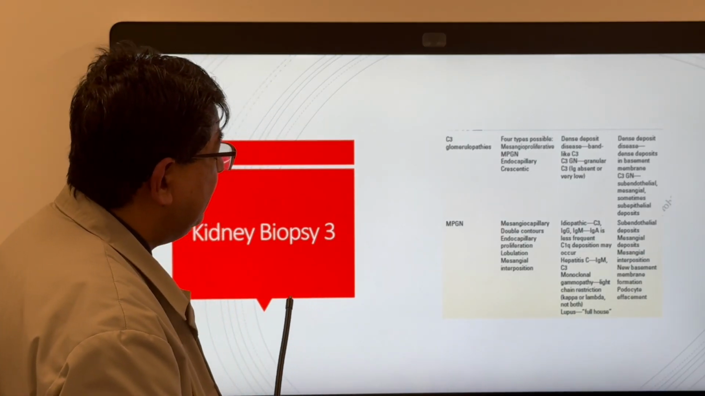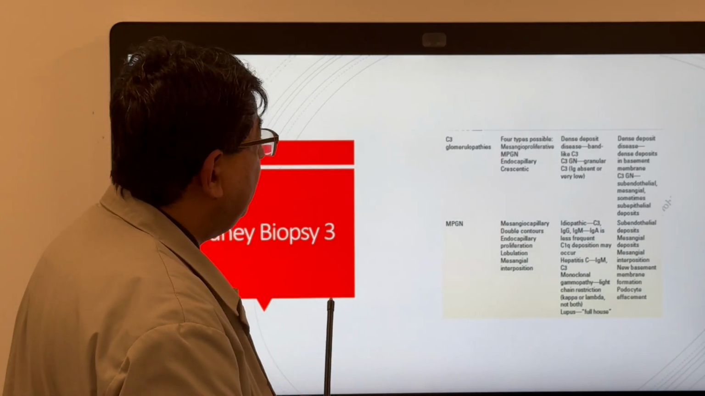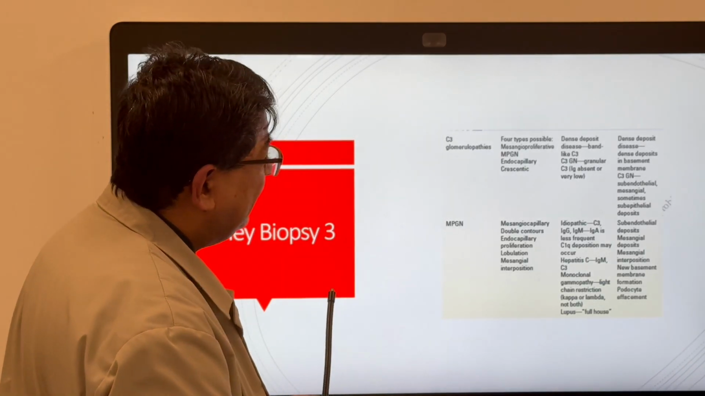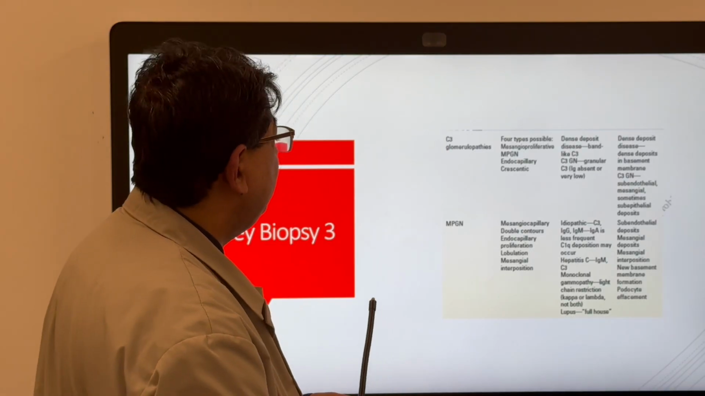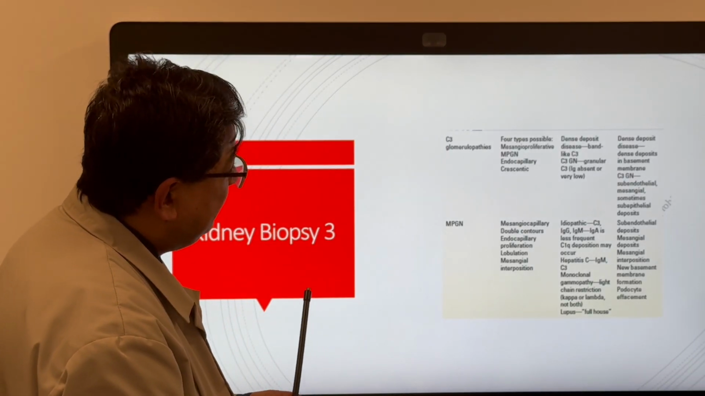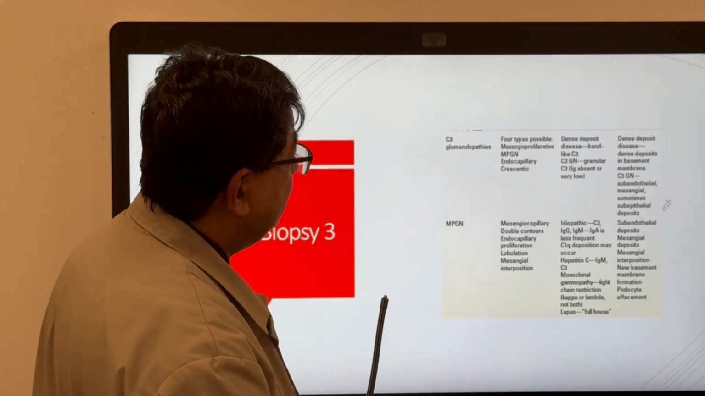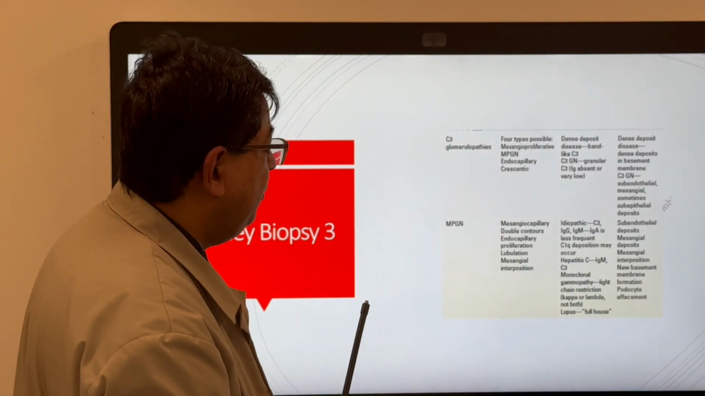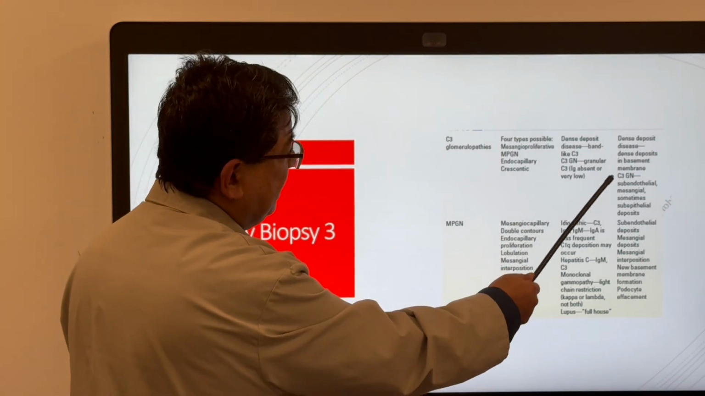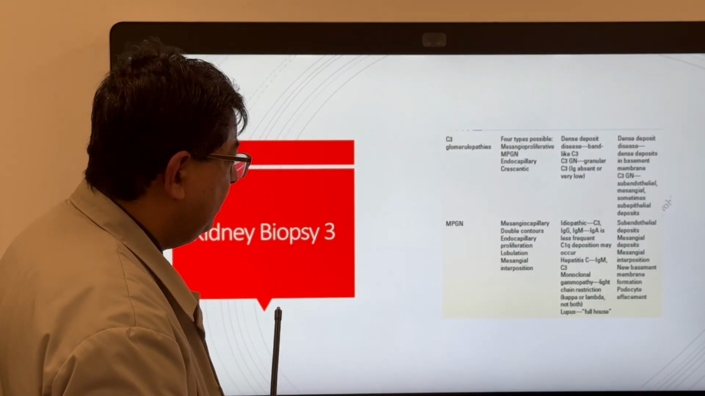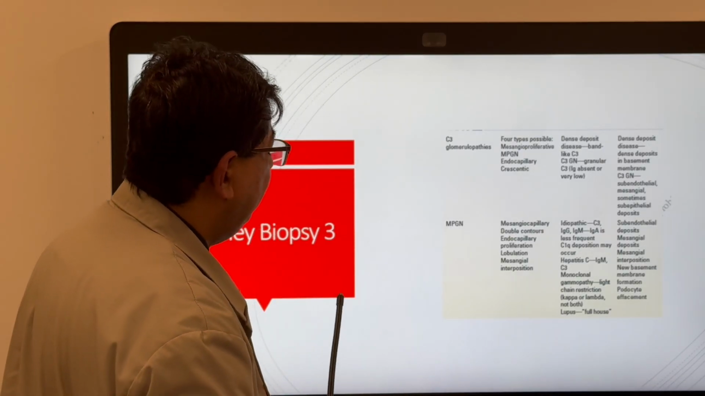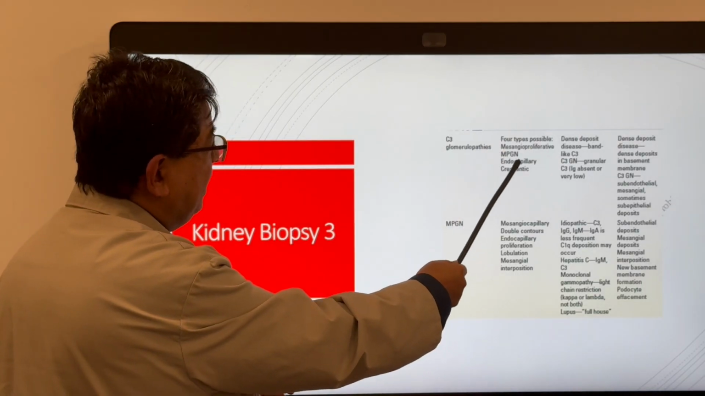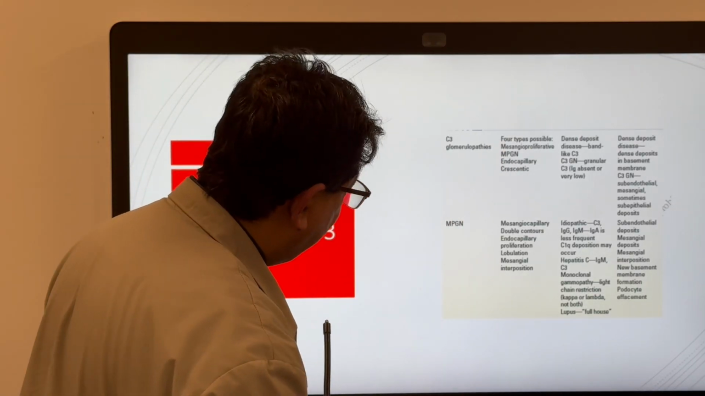C3 glomerulonephritis implies that you have mainly staining of C3 on immunofluorescence and pretty much nothing else. And C3 glomerulonephropathies would be dense deposit disease, as we saw, which is basically a dense deposit in the basement membrane. And then in C3 GN, you can see subendothelial, mesangial, or even subepithelial deposits. So on light microscopy, you can have a mesangial-proliferative, MPGN, endocapillary, or crescentic appearance.